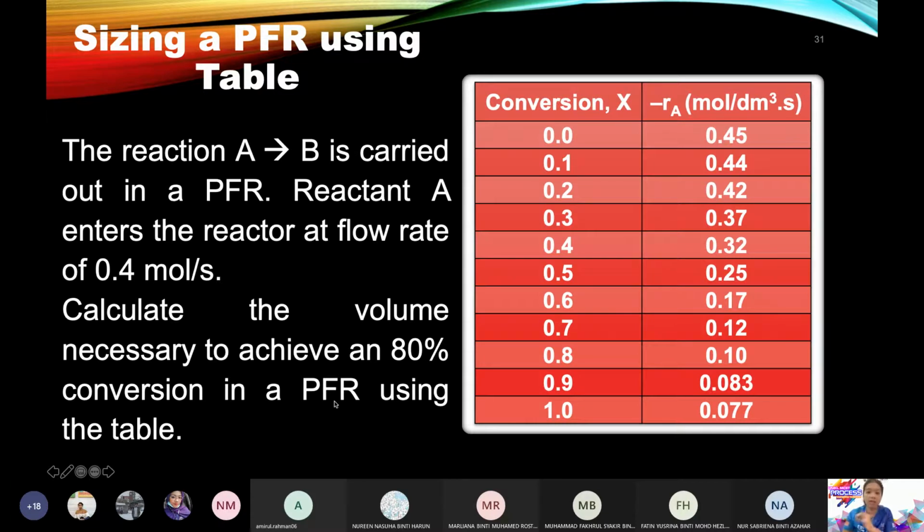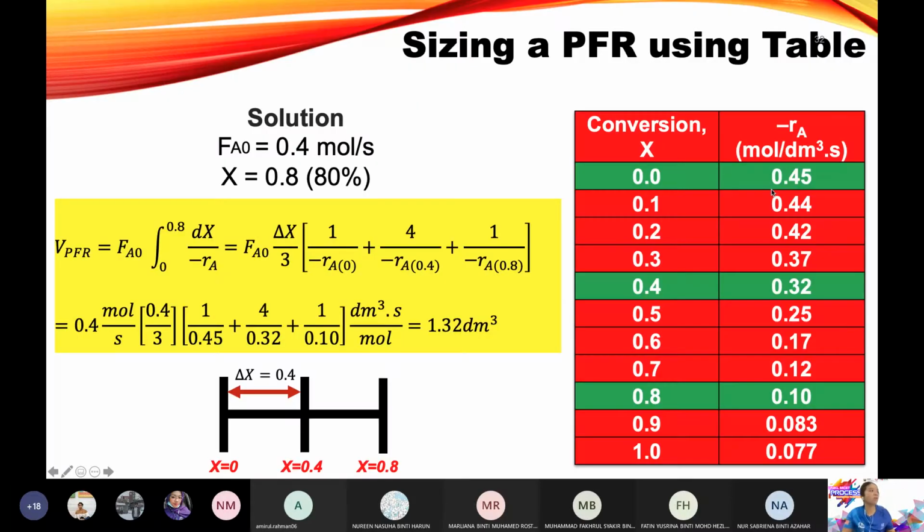So we do it like the CSTR earlier, but now we want to find the volume of a PFR using this table. So you have to understand this table. Again, I repeat, from this table, when my X is 0.1, minus RA is 0.44. When my X is 0.2, minus RA is 0.42, and so on and so forth. How to find the volume? Again, in the process, we first have two pieces of information, which are FA0 and X. Then volume PFR equals FA0 integrating 0 to 0.8.